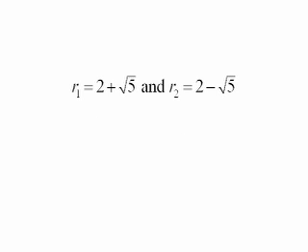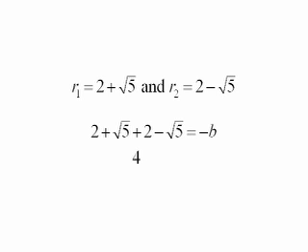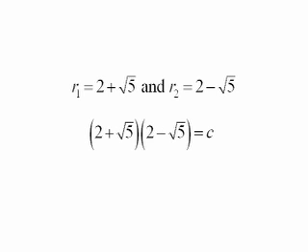Let's apply this method to the problem that had irrational roots. The sum of these roots will equal negative b. When we do the calculations, b turns out to equal negative 4. The product of the roots equals c. When we perform the calculations, c turns out to equal negative 1.